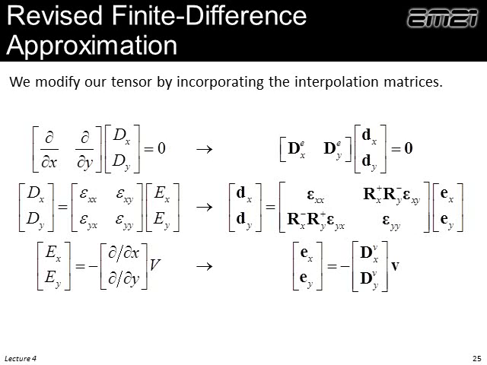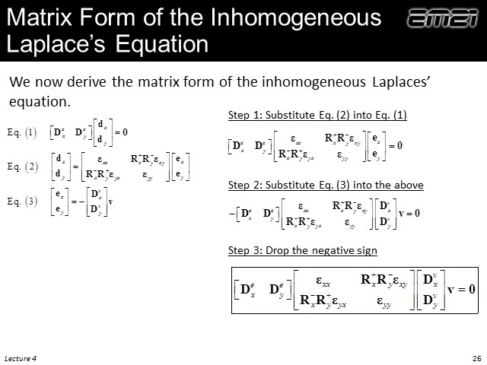Okay, so here we are. We have our three governing equations on the left, and those three governing equations in matrix form on the right. Now we're ready to solve these. So the first thing we'll do is derive the matrix form of the inhomogeneous Laplace's equation. Remember, we also need the homogeneous Laplace's equation. So here we have our three equations in matrix form, equation 1, 2, and 3. The first thing we'll do is substitute equation 2 into equation 1 to eliminate the D fields. And here's where we end up when we do that. Second thing we do is substitute equation 3 into this new expression to eliminate the E fields.